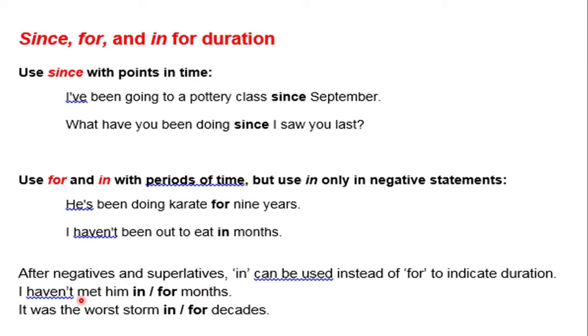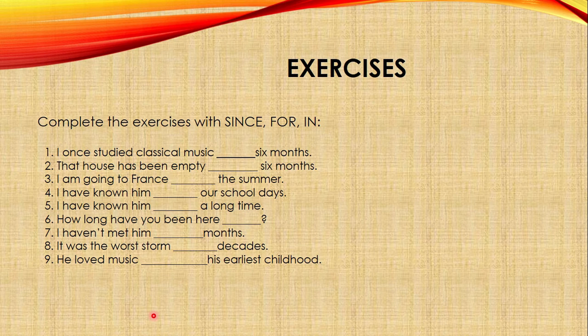For example, I haven't met him in months, or I haven't met him for months. Yeah? Or it was the worst storm in decades, or it was the worst storm for decades. It can be used in or for after superlatives. Okay, let's continue. So, let's go with the exercises.